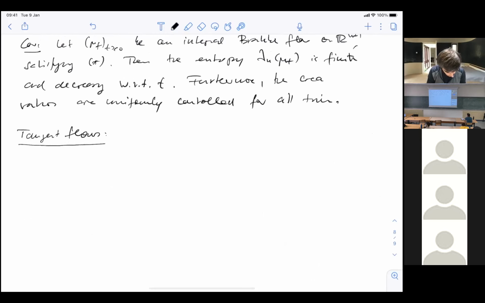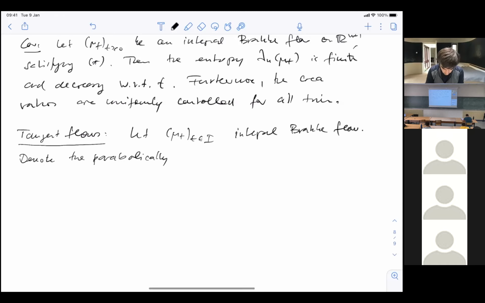And we can discuss this a bit. We first want to define parabolic rescalings. So let mu_t, t in some interval I, be an integral Brakke flow. We look at the parabolically rescaled measures around x0, which is just the space-time point (x0, t0). This is the same thing as parabolic scaling in the smooth setting. So we look at mu_t^{x0,lambda} with a positive factor lambda. Now we have to define it for measures, so we say what happens if you plug in a set A.